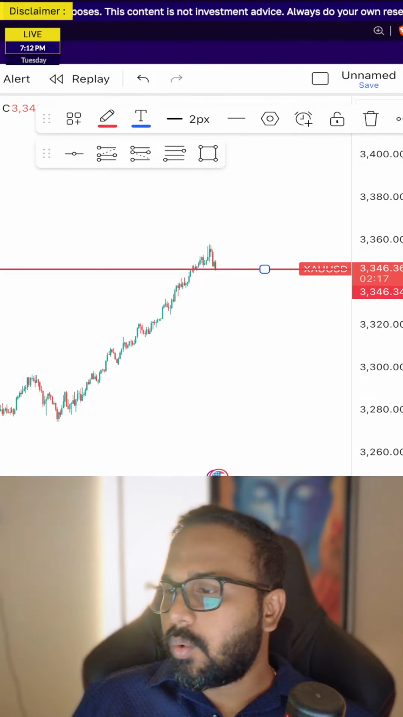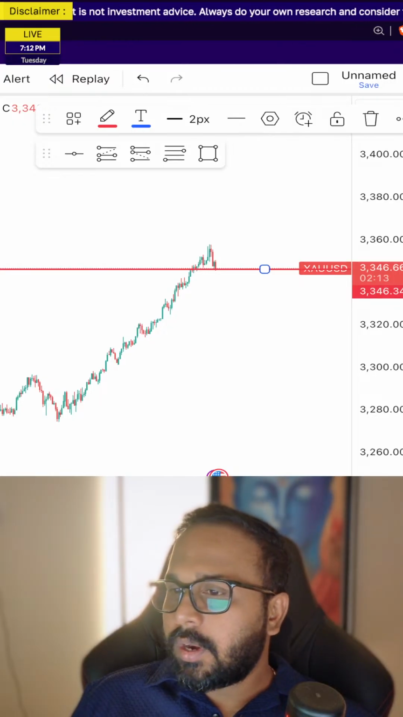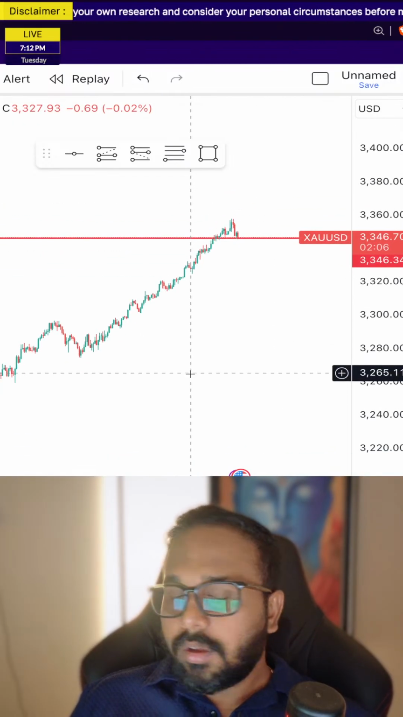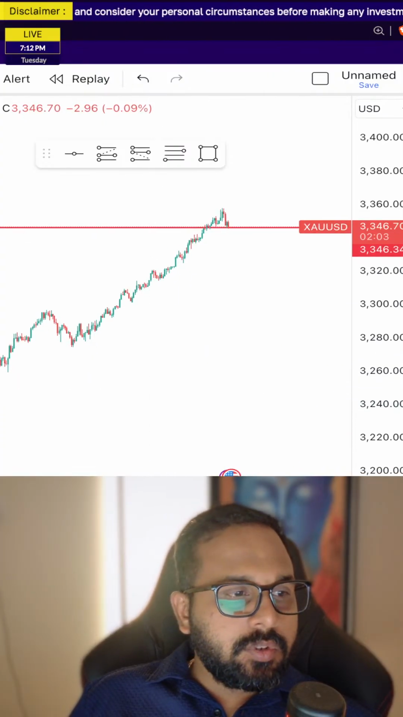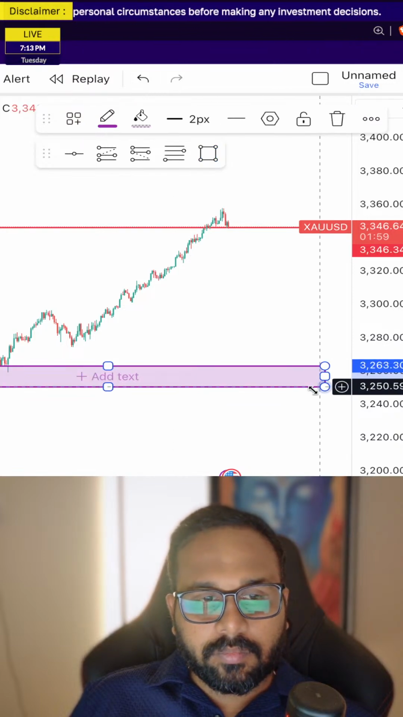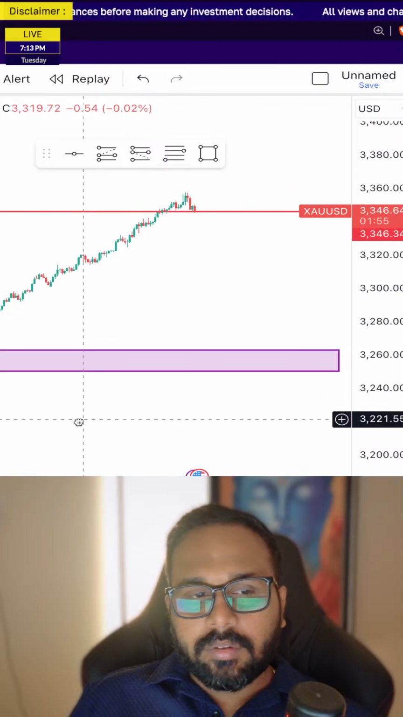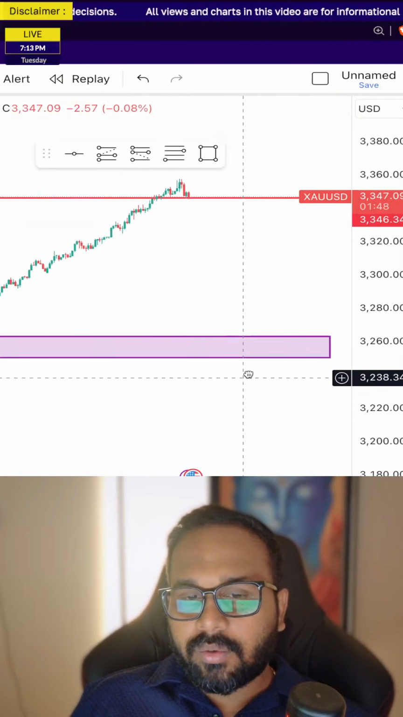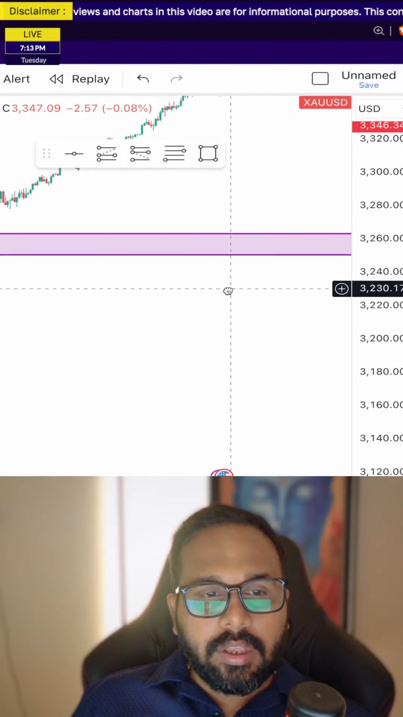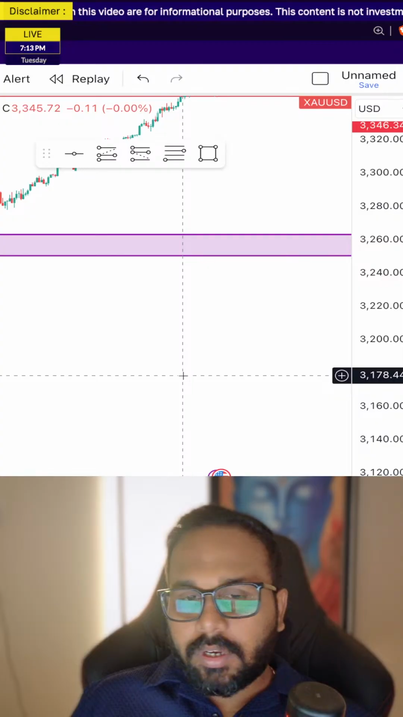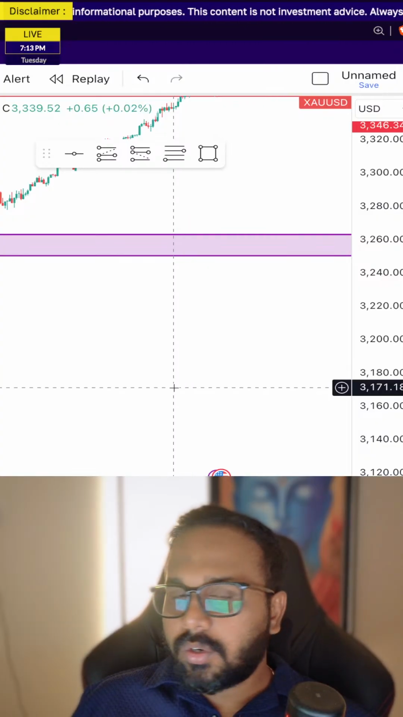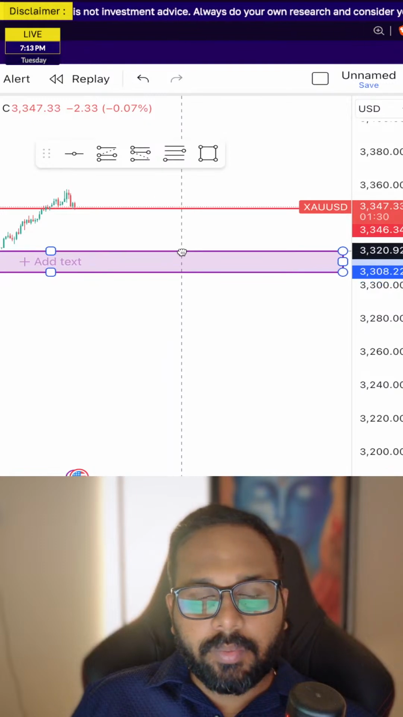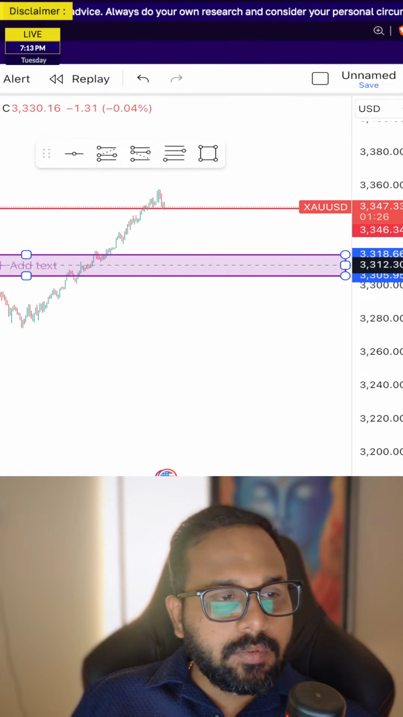Then what levels can the market hold? Maybe how we can understand is from where the market previously reversed. That zone we have to see. This zone, this is an important range. 3,260, that is the range. Only if the market breaks this range, it can go up to 3,279. Sorry, this is the range for me.